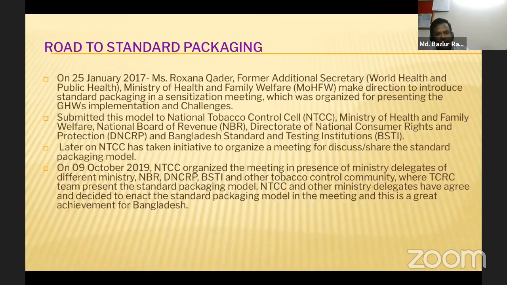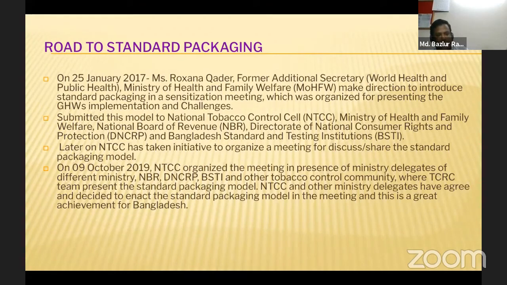We found the specific model and submitted it to the National Tobacco Control Cell, Ministry of Health and Family Welfare, National Board of Revenue, that means the NBR, Director of National Consumer Rights and Protection, and Bangladesh Standard and Testing Institution, who cover the Packaging Act. Later on, the NTCC, I mean the National Tobacco Control Cell, took the initiative to organize a meeting for discussing and sharing the standard packaging model.